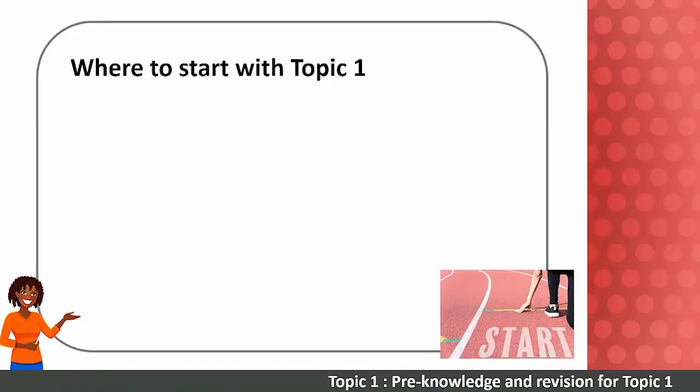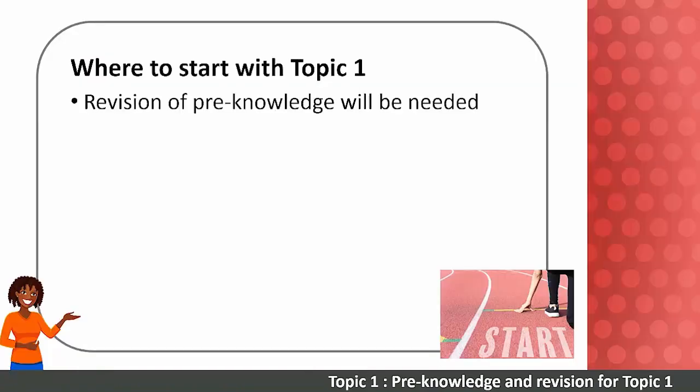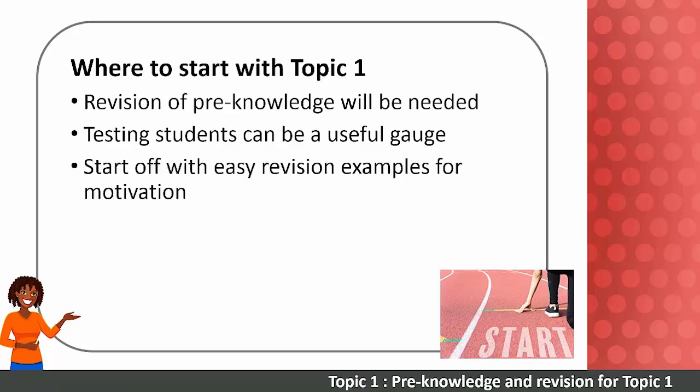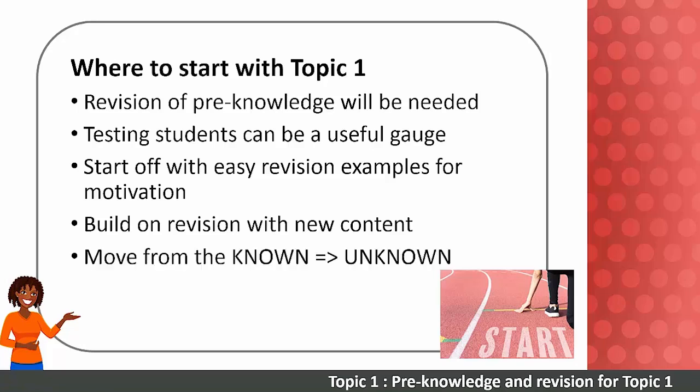Teaching tip: where to start with Topic 1. You will almost always need to start off with some revision of pre-knowledge. Looking at Level 3 pass marks and testing students can be good ways to assess your students' baseline knowledge before you start a new topic. Start with some basic revision examples to motivate your students. Build on the revision with the new content. Remember to always move from what is known to what is unknown in your teaching. You can slowly build up their confidence with more and more difficult examples.